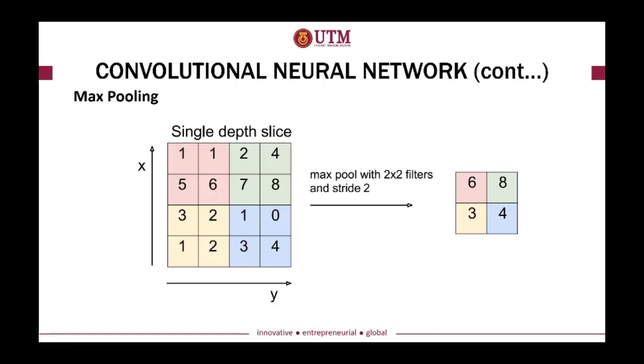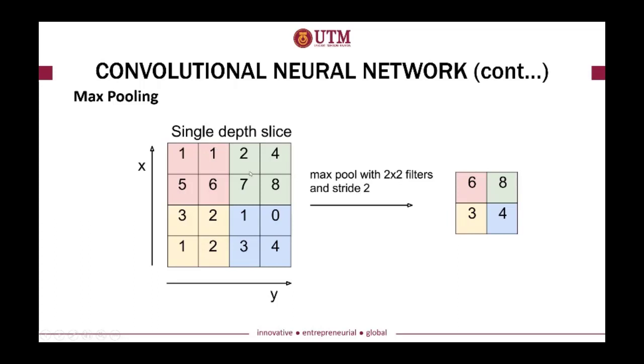Okay, this is another example. Let's say this is your activation map from the previous layer, which is the output from the previous layer. And then if you apply maximum pooling with a filter size of 2 times 2 with the stride equal to 2, then this is what you get.